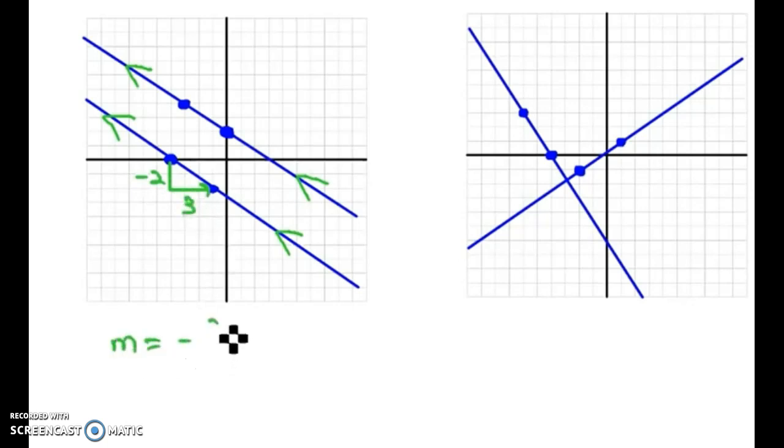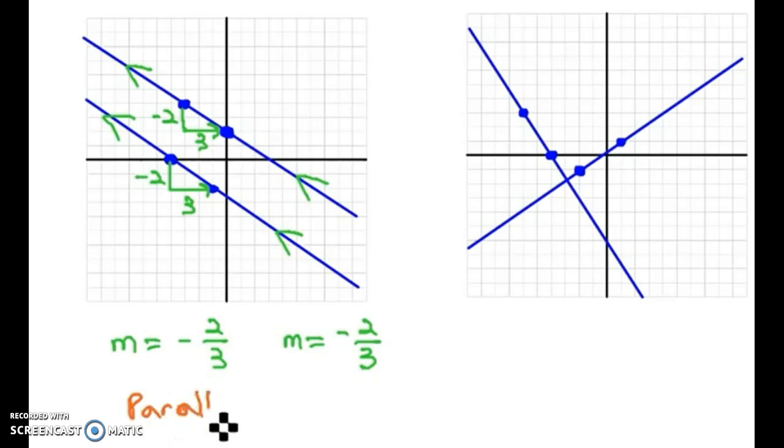The slope of the first line is negative 2/3. Notice the slope of the second line is also down 2 over 3. The slope of the second line is also negative 2/3. What you might notice about these parallel lines is that parallel lines have the same slope.